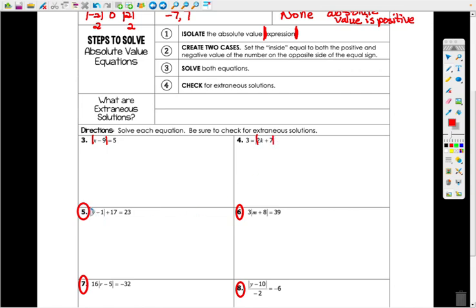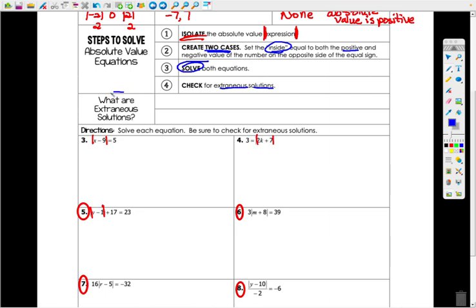But look at number 5. You have absolute value bars, but there's something else on this side with it. That's what it means to be isolated. You want to isolate the bars and get them by themselves. Then you want to set up 2 cases. We're going to set whatever's inside of our bars equal to both the positive and the negative value of the number. And then we will solve both equations and check for extraneous solutions.